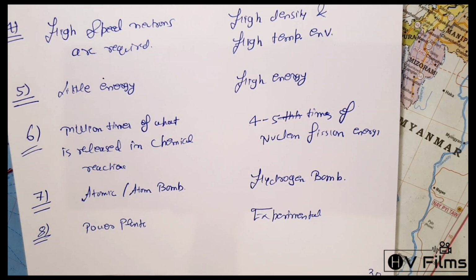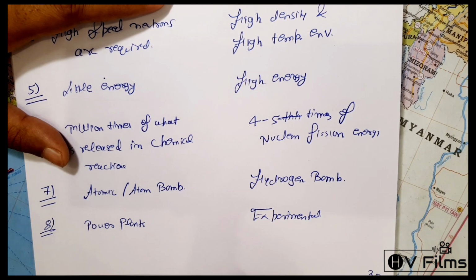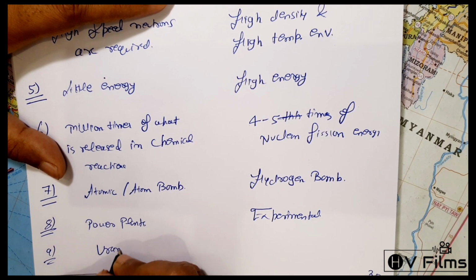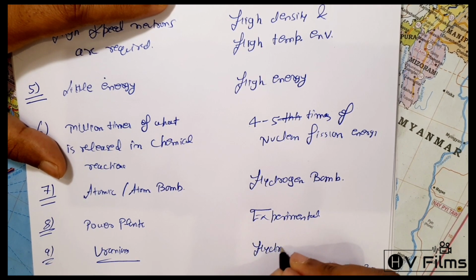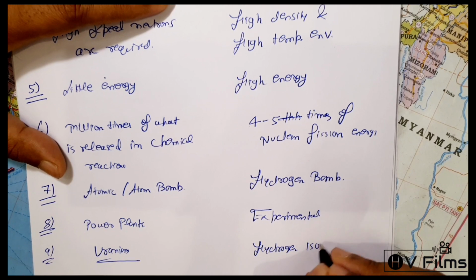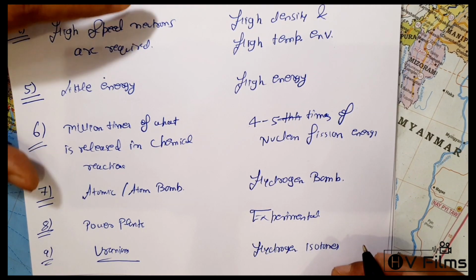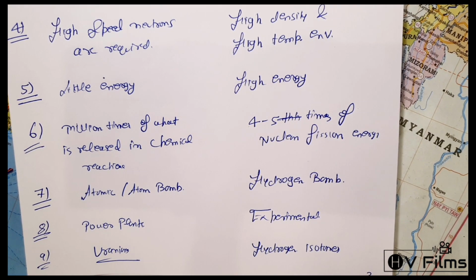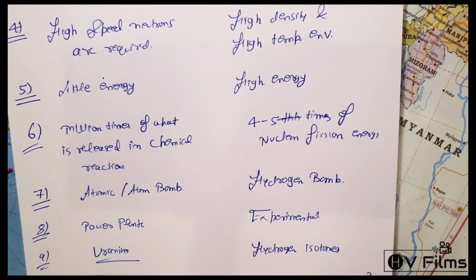We can also talk about the fuel. Uranium is the primary fuel used in fission power plants, whereas hydrogen isotopes like deuterium and tritium are the primary fuels used in a fusion power plant. And that is mainly the difference between nuclear fission and nuclear fusion reactions.